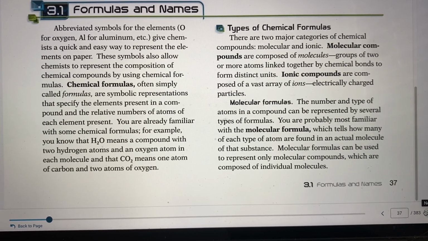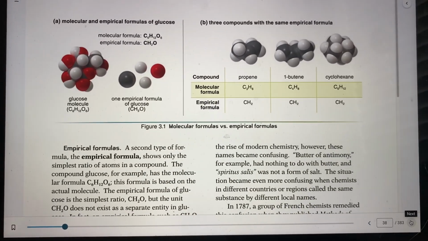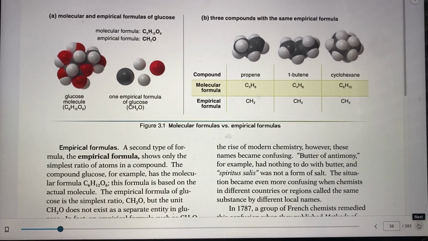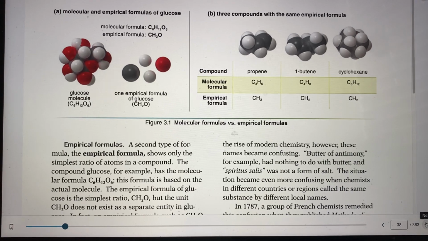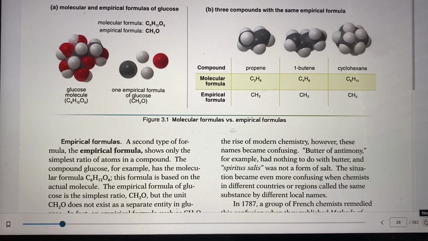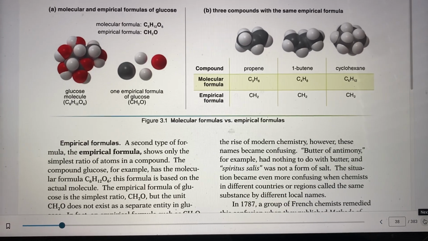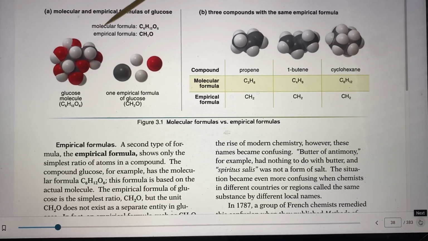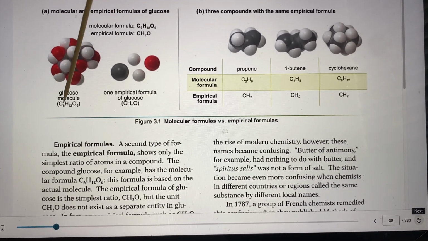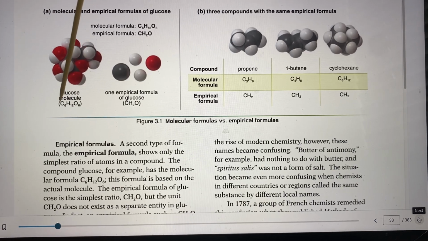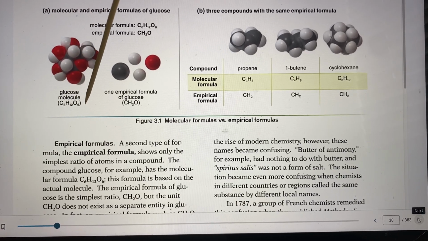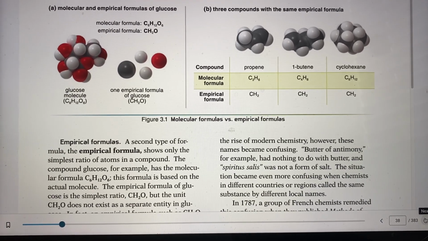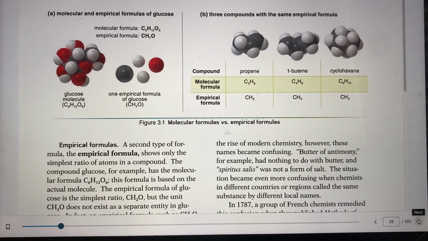So here's a picture here. Empirical formulas: basically you use those for ions. But what is an empirical formula? First of all, we said a molecular formula tells how many of each type of atom there are. So here's each type of atom: there are 6 carbons, 12 hydrogens, and 6 oxygens. This is the actual molecule, a molecule of glucose, which is sugar.